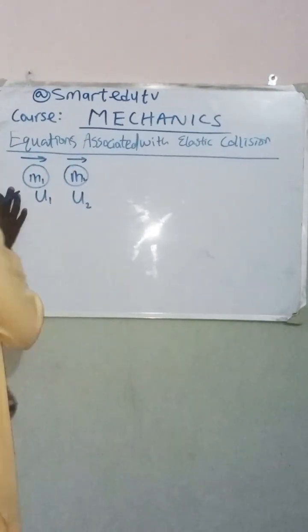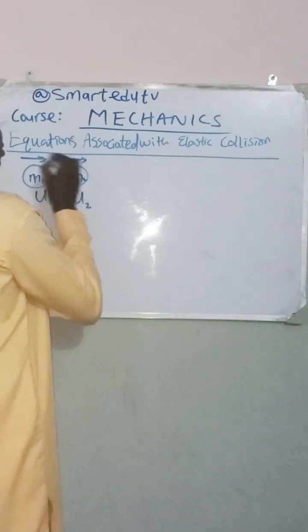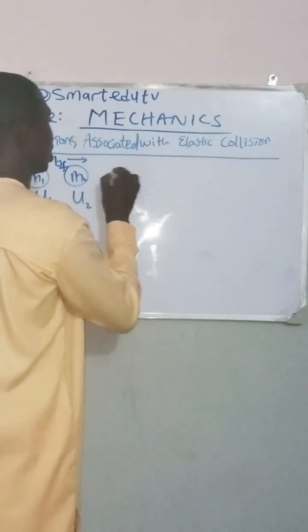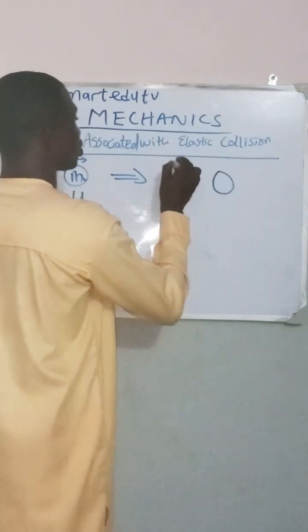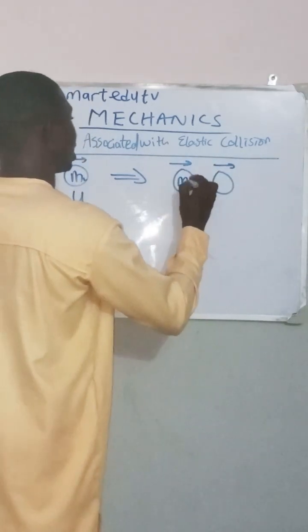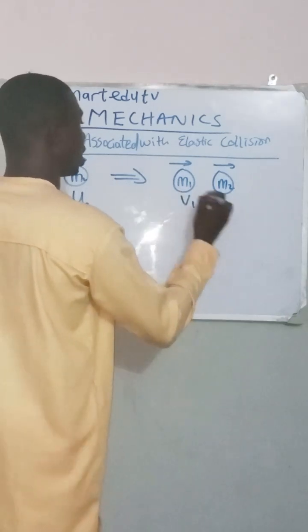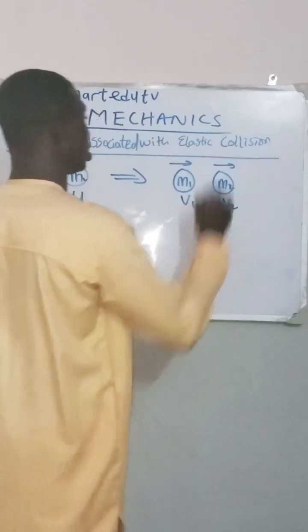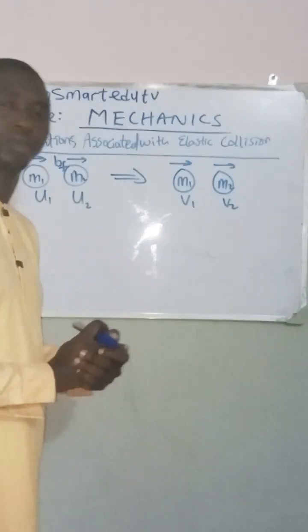So this happened before collision, and this is after the collision. Let's see what happens after the collision. After the collision, they also move in the same direction. This is still M1, and this is still M2. So their final velocities, let me call it V1, and here I'm calling it V2. Okay, so please take notes.